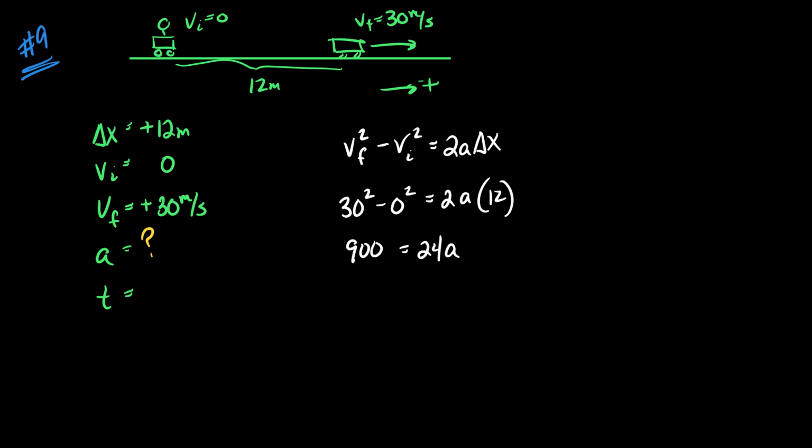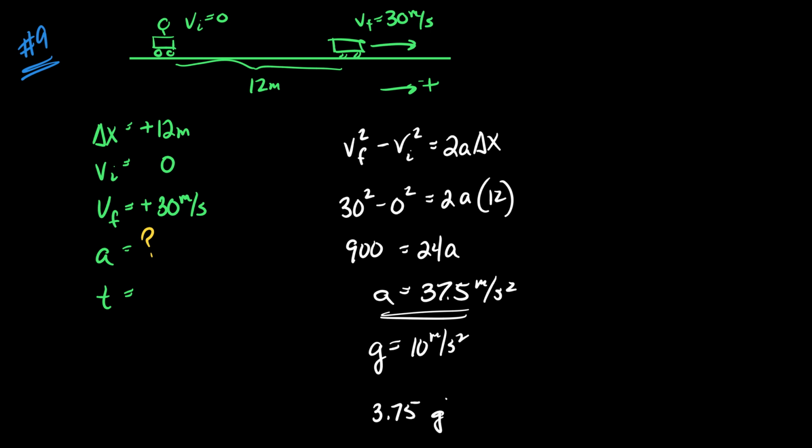Just got to divide, so 900 divided by 24 gives me 37.5. You know, the acceleration of gravity is 10 meters per second squared, right? The acceleration due to gravity. We've been talking about that a little bit the last couple weeks. So you could say that the roller coaster accelerates at 3.75 Gs.